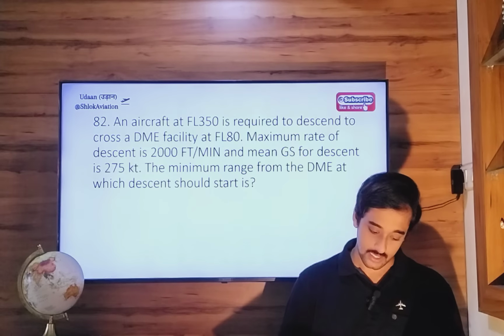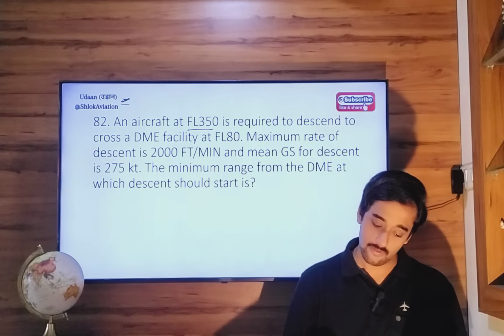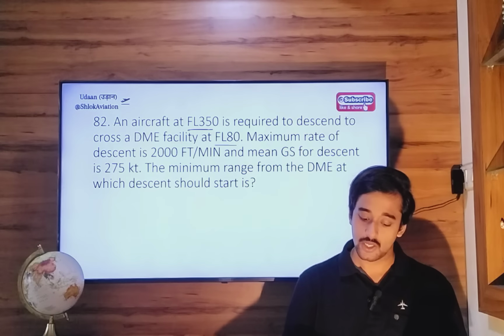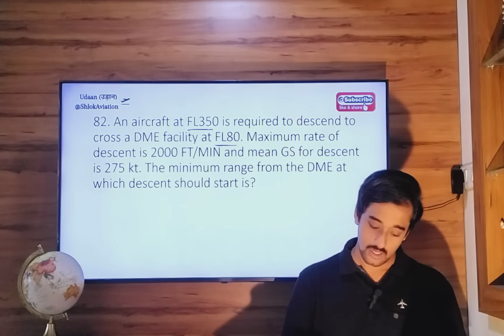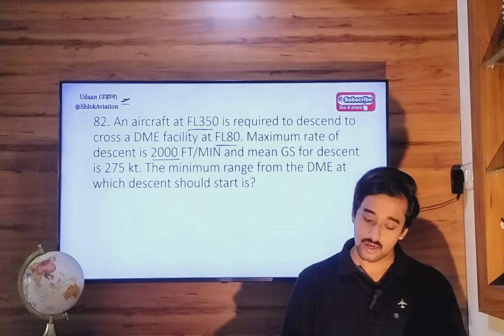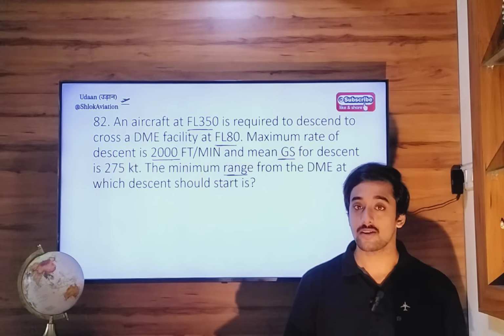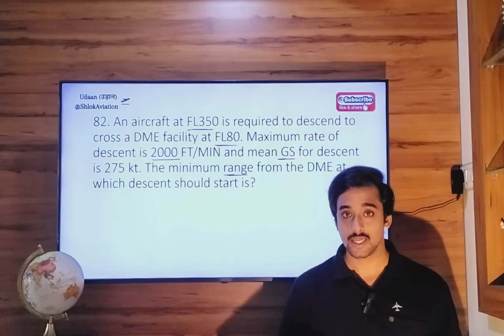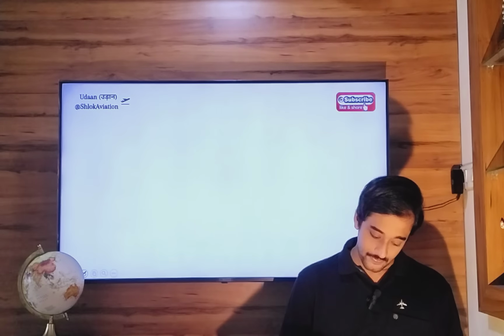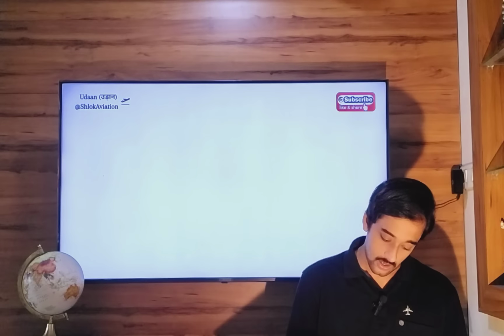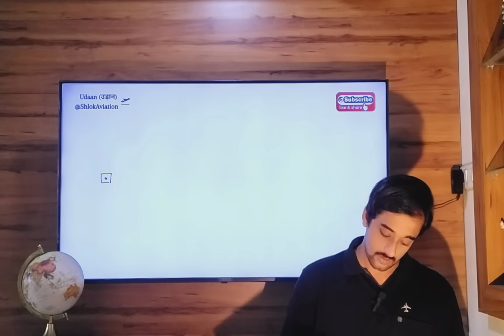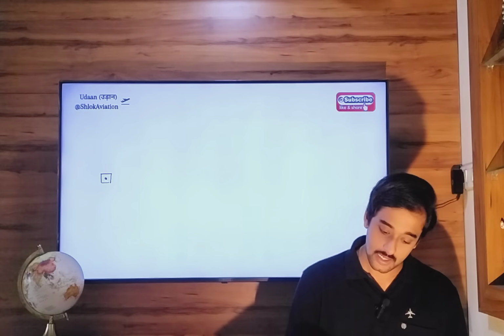Okay. Next. Aircraft is at flight level 350 and it has to descend to a new level of 80. Rate of descent is given, ground speed is given. What is the distance from the DME facility at which you should start your descent? So let's say this is your DME station and this is your aircraft.